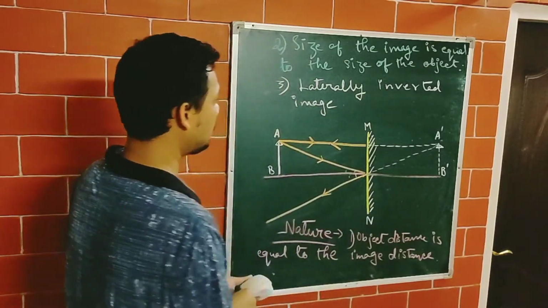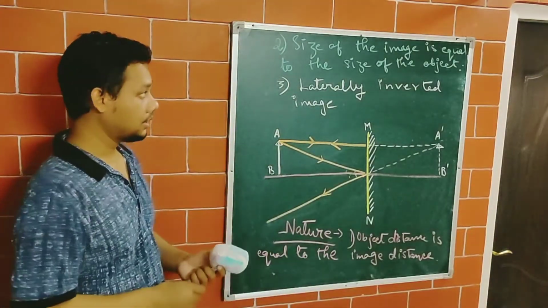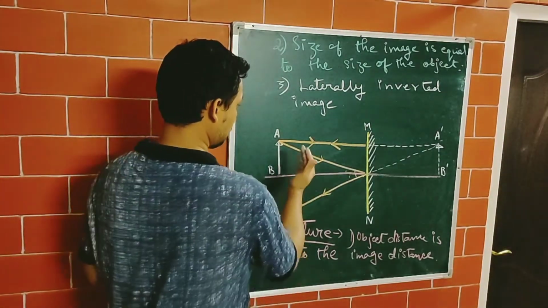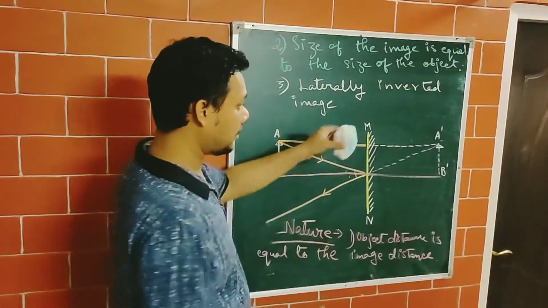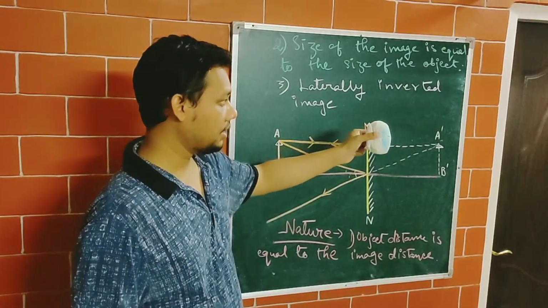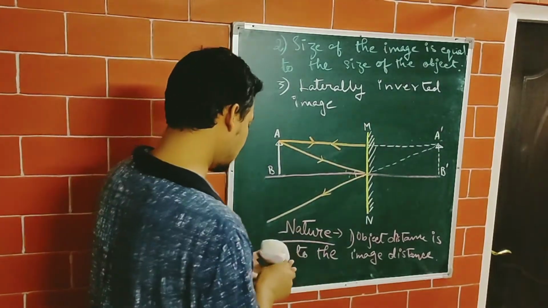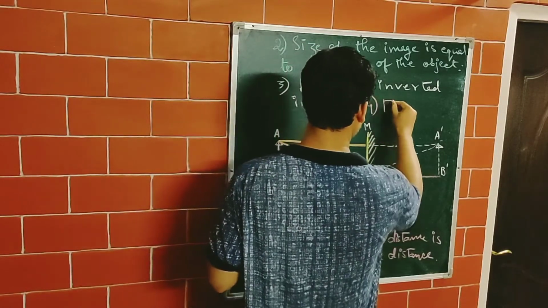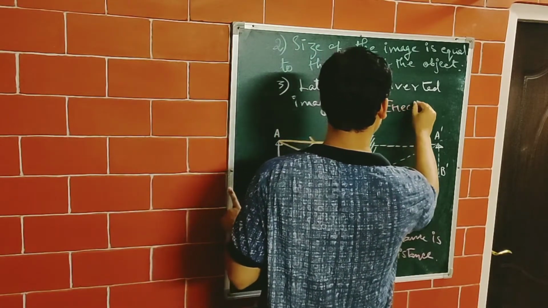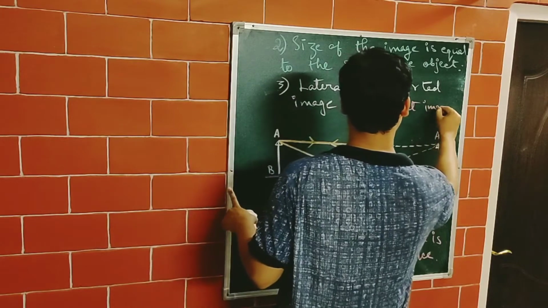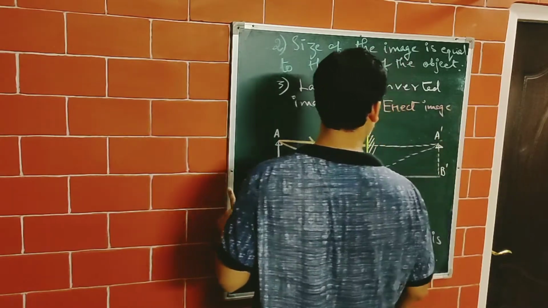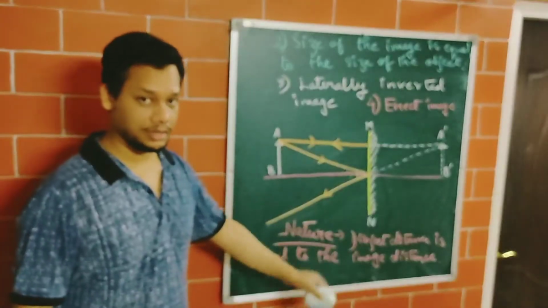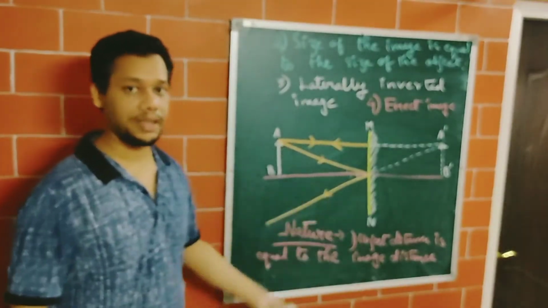A laterally inverted image will be formed, and the image is not inverted upside down, it is erect. So the fourth point is that an erect image will form. So these are the four natures of the image produced by a plane mirror.